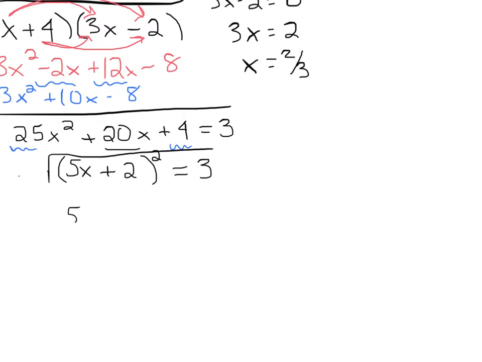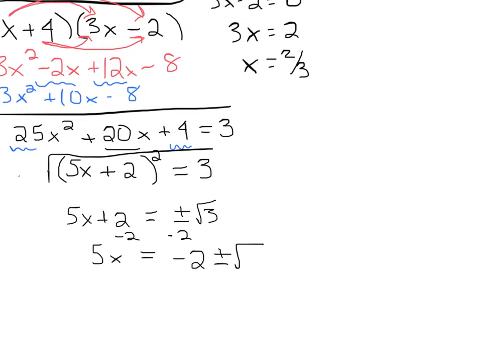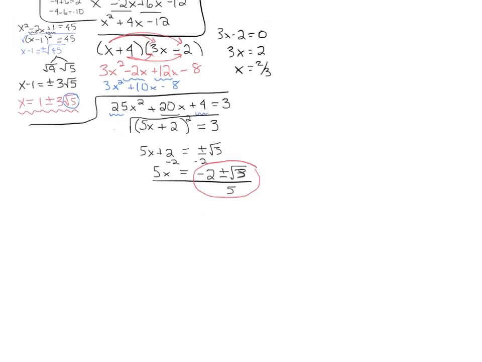And we get 5x plus 2 is equal to the positive or negative square root of 3. And the square root of 3 cannot be simplified. So 5x is equal to, so we're going to subtract 2. So negative 2 plus or minus radical 3. And then we divide by 5. So then our answer is negative 2 plus or minus the square root of 3 over 5.